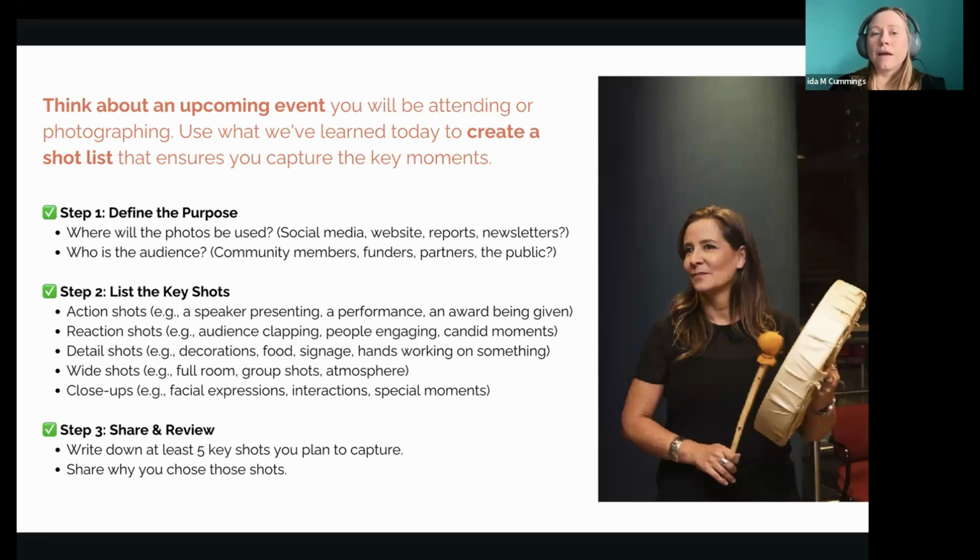So think of an event you have coming up that you would like to take photos of. And think about where these photos are going to be used.